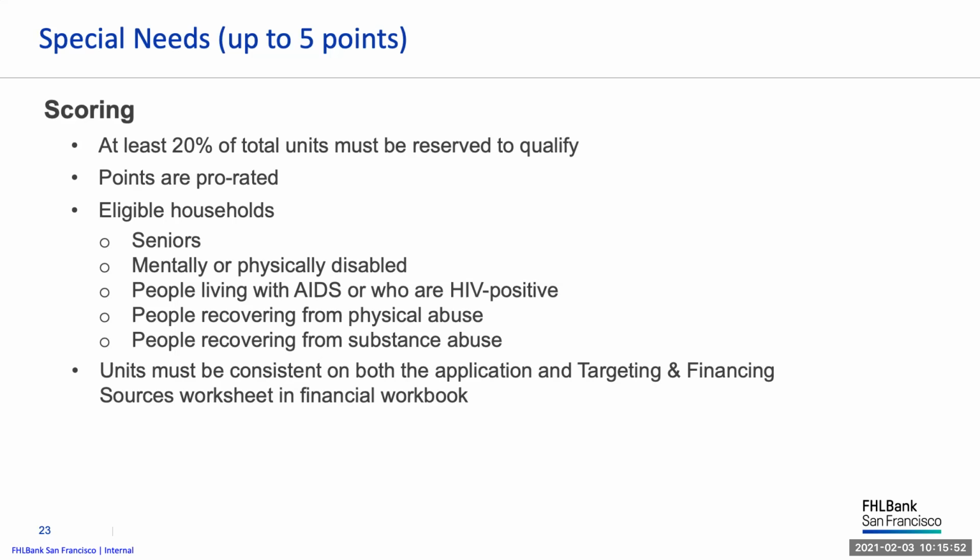As you can see from the application, there are multiple categories possible. You will not receive credit for more than one designation for the same unit. More than one of these designations can apply to the same unit, but you will get an error message if the number of units input in the application exceeds the total number of units in the project. Also, please note that in the financial workbook, the units set aside for special needs households must be indicated on the targeting and financing sources worksheet. To get points, they must match what is indicated on the application. In the last competition, approximately 84% or 42 of the 50 approved projects received some amount of points in this category.